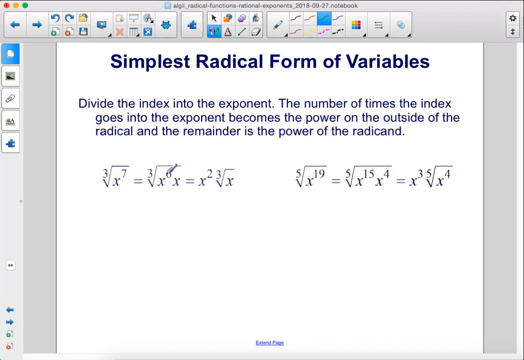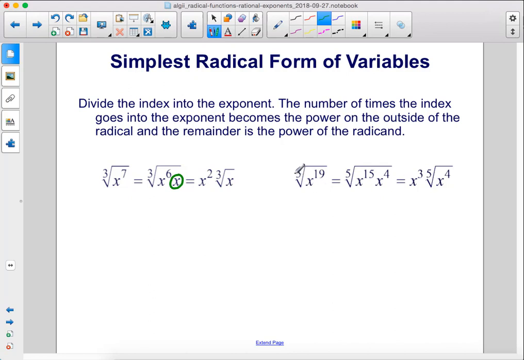3 goes into 6 2 times. So that becomes the power on the outside. We have x to the 2nd power outside of the radical. And then whatever's left over in here, this x here, is what's on the inside of the radicand. And that would be just x to the 1st power.